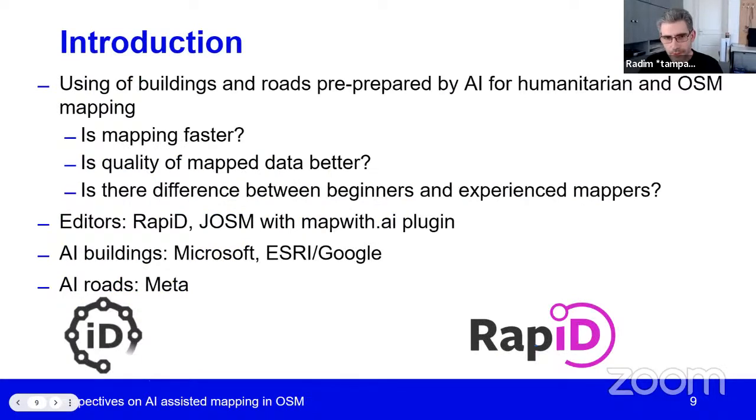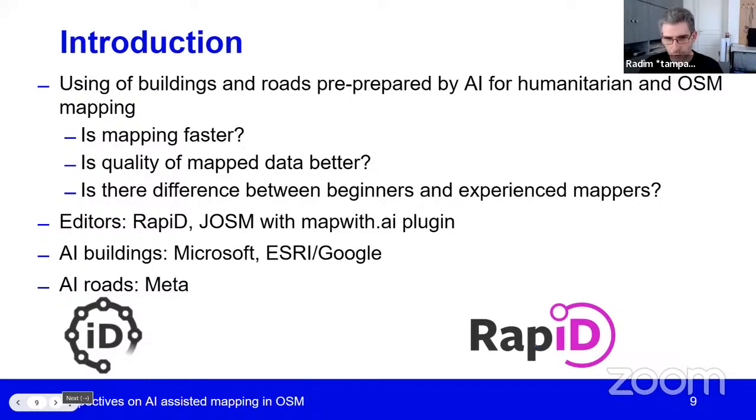Our research question is about the use of buildings and roads prepared by artificial intelligence for humanitarian and OpenStreetMap mapping. Our questions are: is mapping faster with artificial intelligence? Is the quality of mapped data better? Or is there a difference between beginners and experienced mappers?